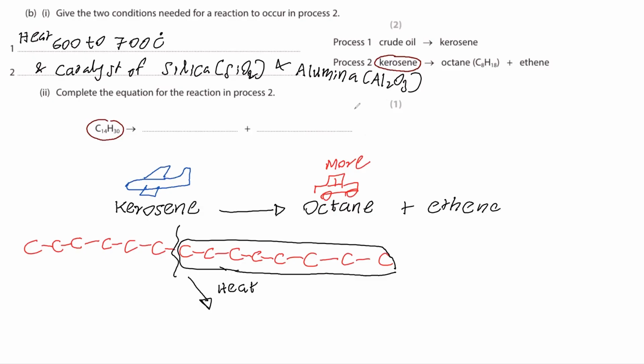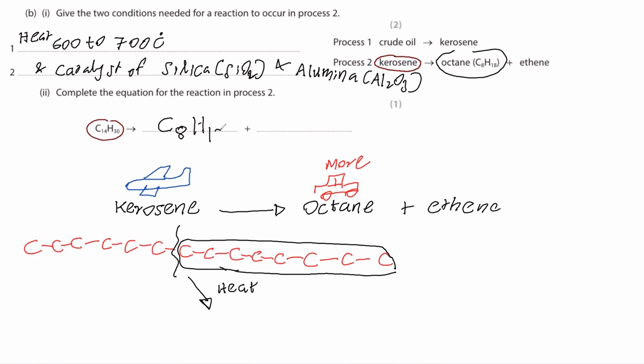Al2O3. When you have this catalyst and this temperature, this cracking will take place. Now they ask you to complete the equation for this process. Obviously we know that we have a 14 carbon compound. We break it. They say that we get octane. Its formula is given.